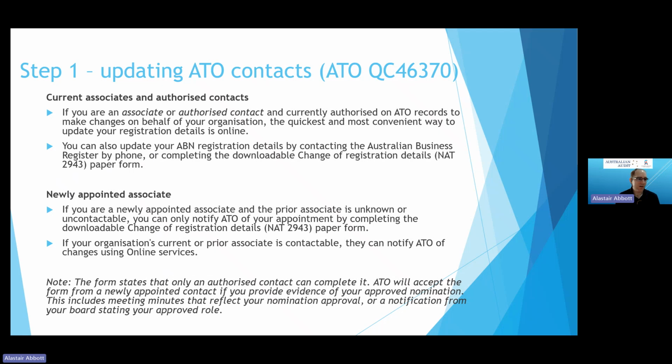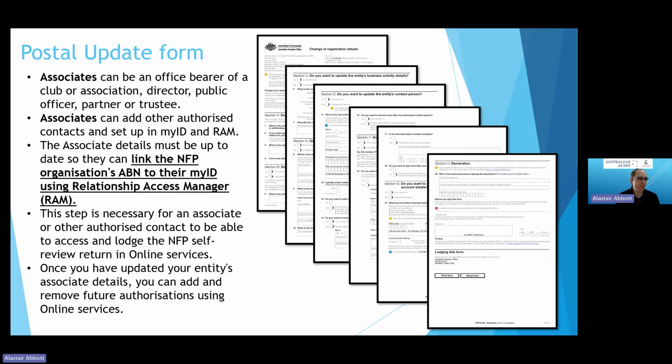So the ATO has brought out this new paper form, and I've put the ATO reference there on the slide. You can either search the ATO Quick Code 46370 or look for the paper document called NAT 2943, which is that paper form. And so that allows you to print out this paper form, fill in what the current contact people are, and send it off to the ATO.